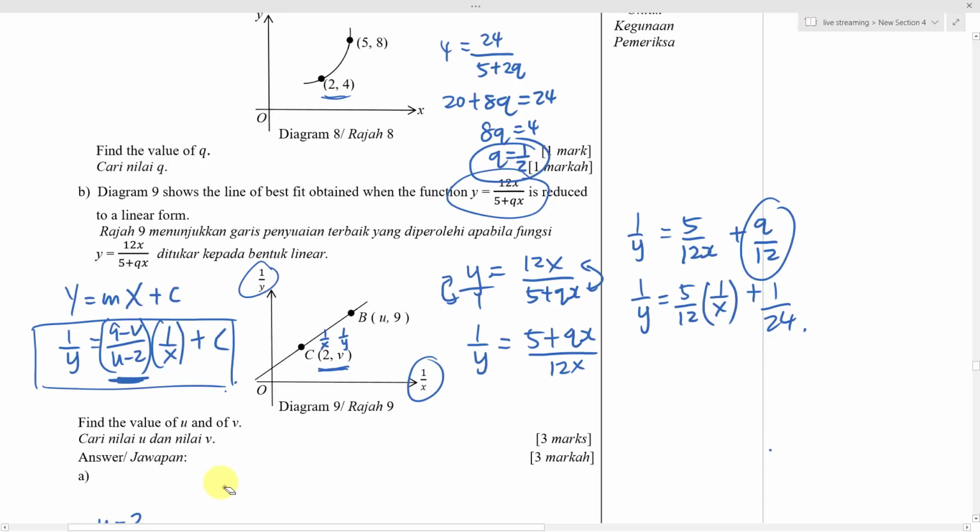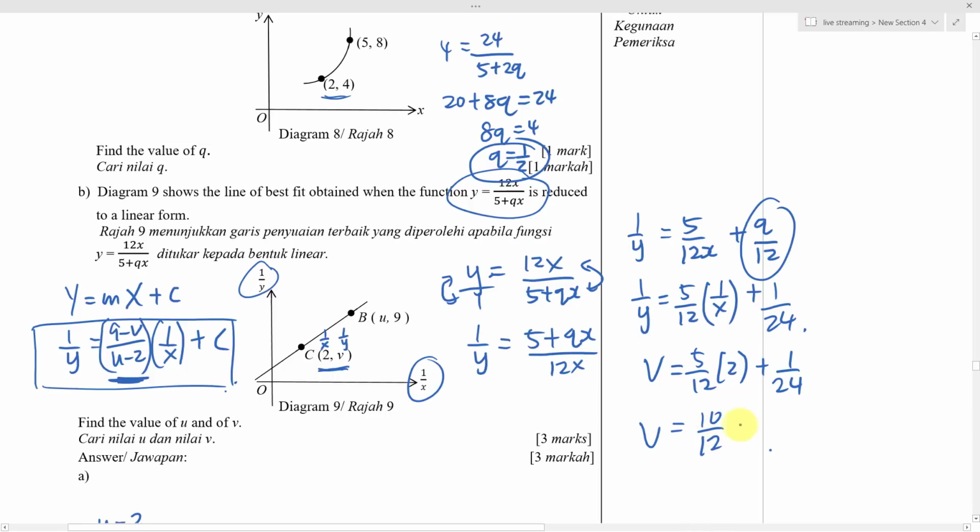Just now I did this question and it was so easy, and right now I'm stuck. Okay, so this is V. This is 5 over 12, 2 plus 1 over 24. Alright, Q is 1 over 2, right? I hope I don't plug in the wrong value.